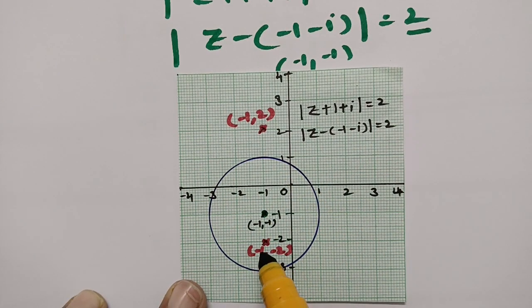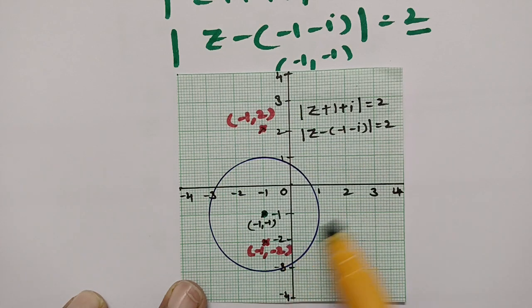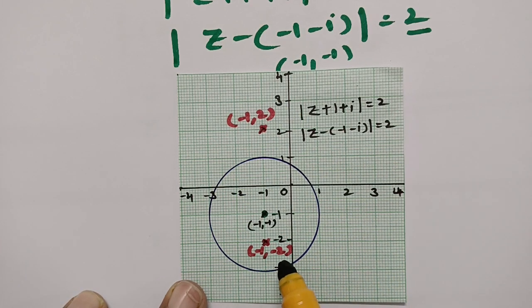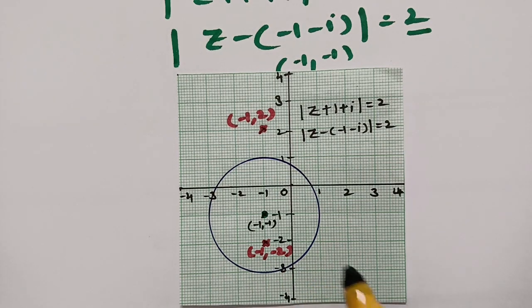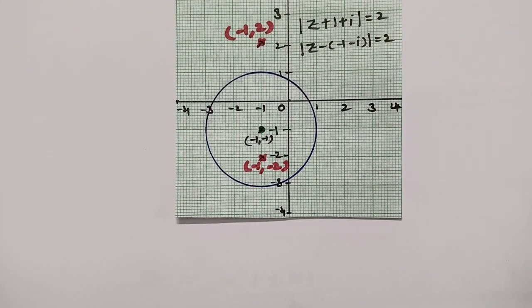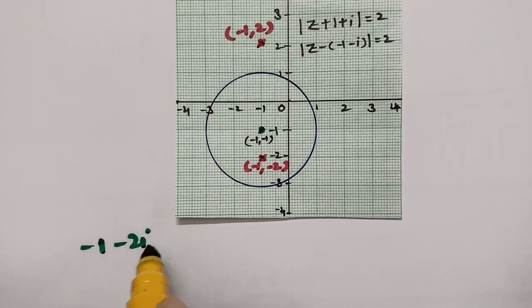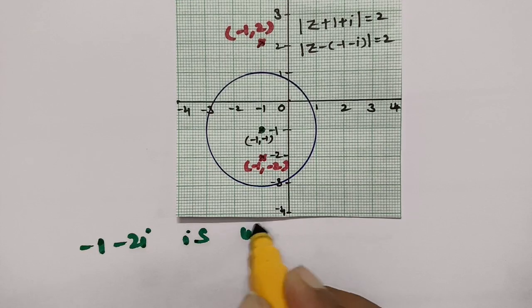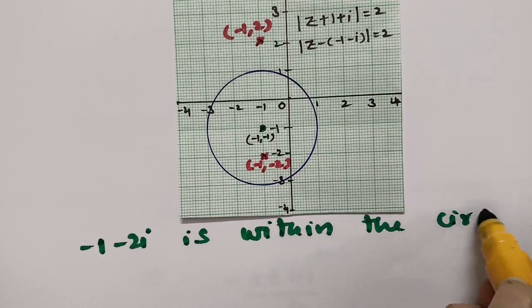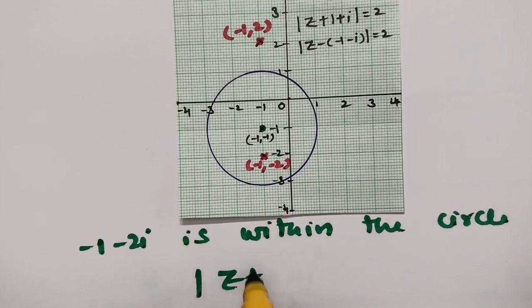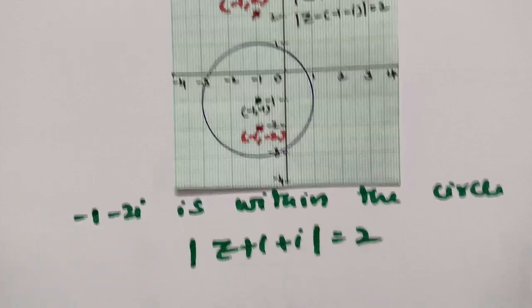So which pole is within the circle and which pole is outside the circle? We have to leave the outside pole and calculate the residue at the inside pole, and we have to use the residue theorem. So here the inside pole is nothing but minus 1 minus 2i, which is within the given circle |z + 1 + i| = 2. Now we have to calculate the residue at this point.